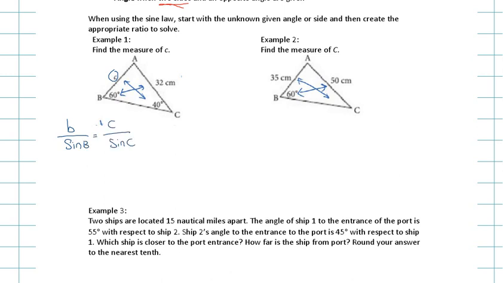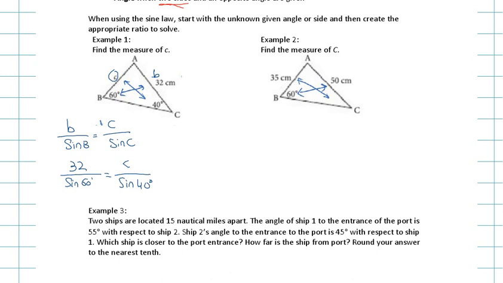Now let's fill in the blanks. Do I know what side B is? Yeah. What is it? 32. Okay, because that's side B. Do I know what angle B is? Yeah. What is it? Good. Do I know what side C is? No. Do I know what angle C is? 40. So do you guys see that I only have one unknown? There's only one thing that I don't know. Everything else I know.